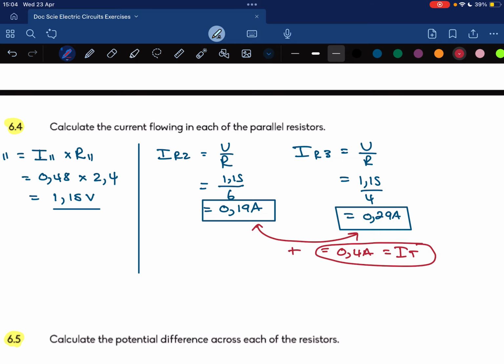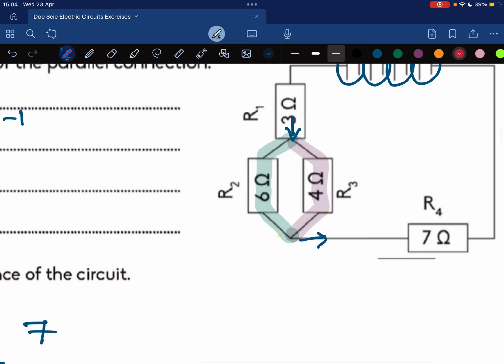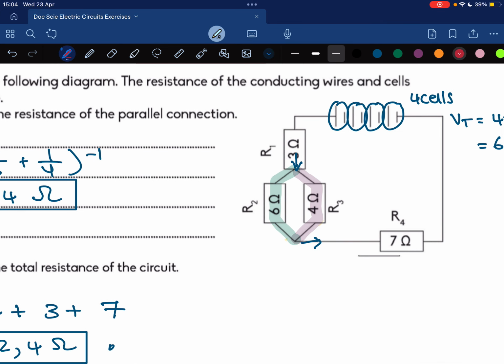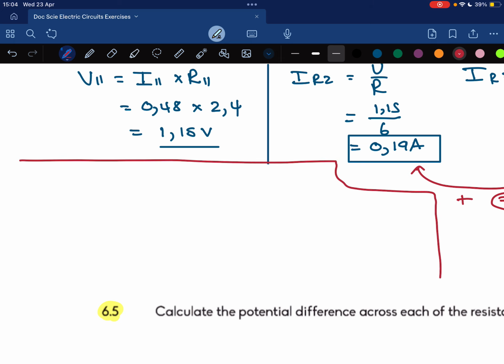Okay, something that you could also have done is use the fact that the current splits according to the ratio of the resistors. If we notice, the ratio here between R2 and R3 is 6:4. So this is just another method that you can use, where we use the ratios of the resistors, which can sometimes come out in a question. So it's quite good to know this method as well. So the ratio of R2 is to R3 is 6:4.